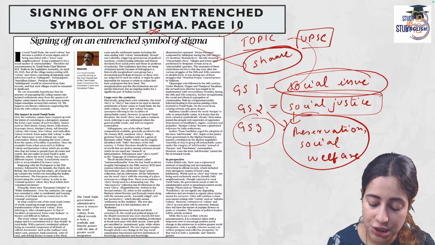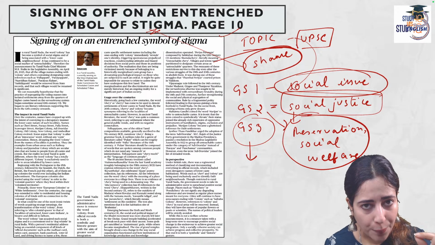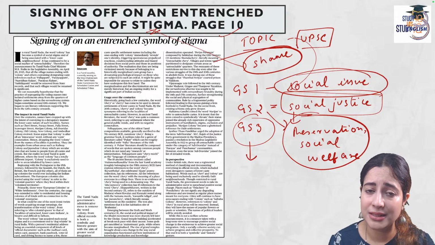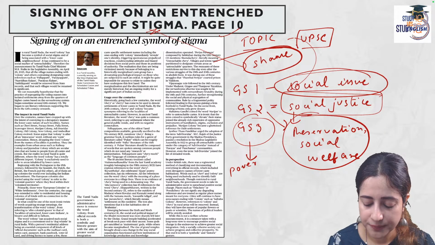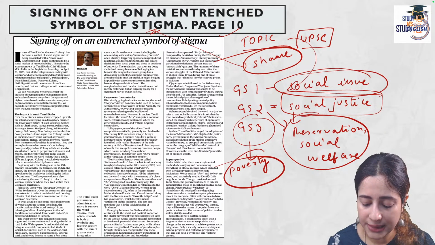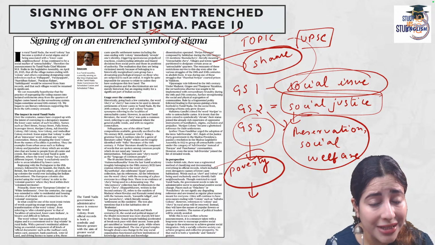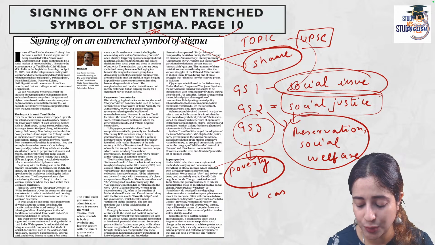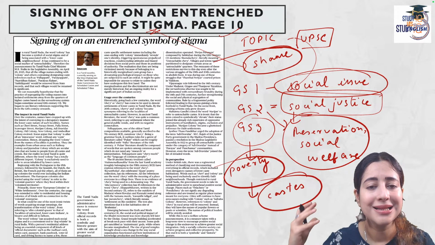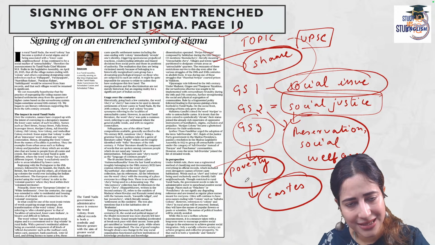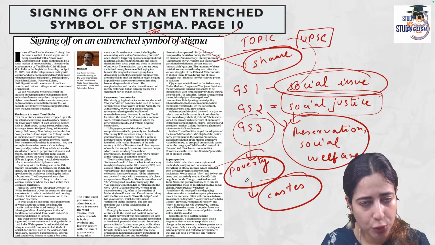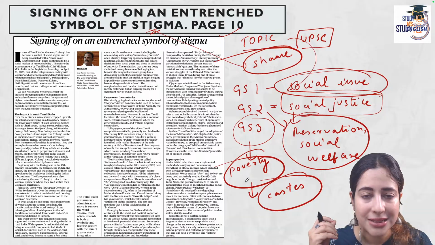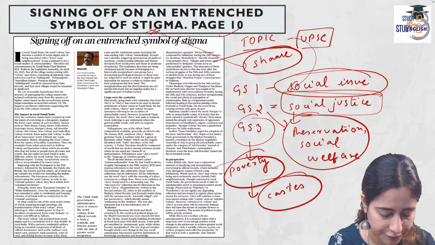Last but not the least, GS paper 3. A component of the GS paper 3 UPSC syllabus talks about poverty. In this article, yes, we do talk about poverty and deprivation associated with members of lower caste in India since ancient times. So all these three topics are covered, touched upon in this article. So let's see what is the main focus or main argument of this article.